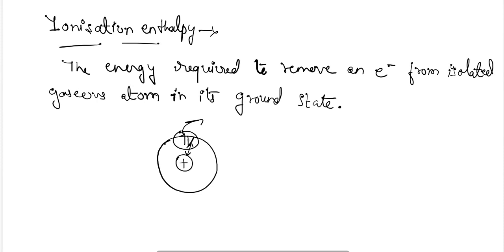Now, what are the factors which affect the ionization enthalpy? The first is the size of the atom. The larger the size, the lesser the ionization enthalpy will be. So the factors affecting ionization enthalpy: the first is size of atom.